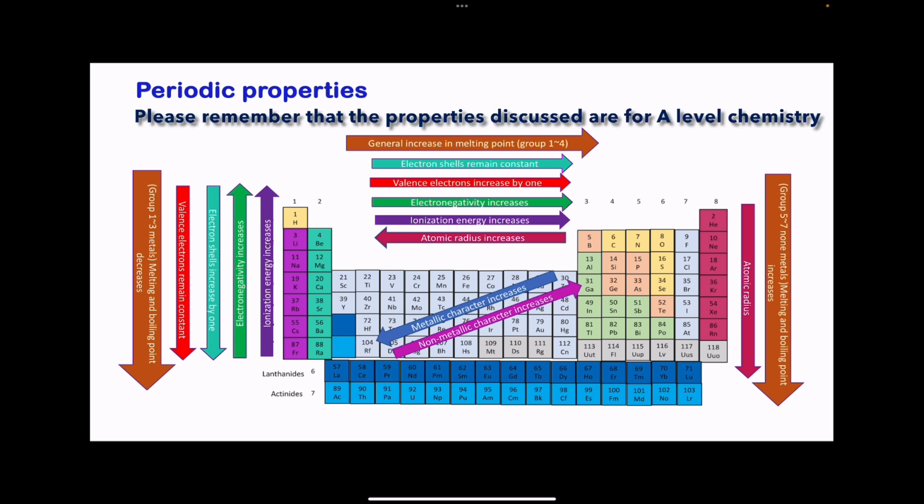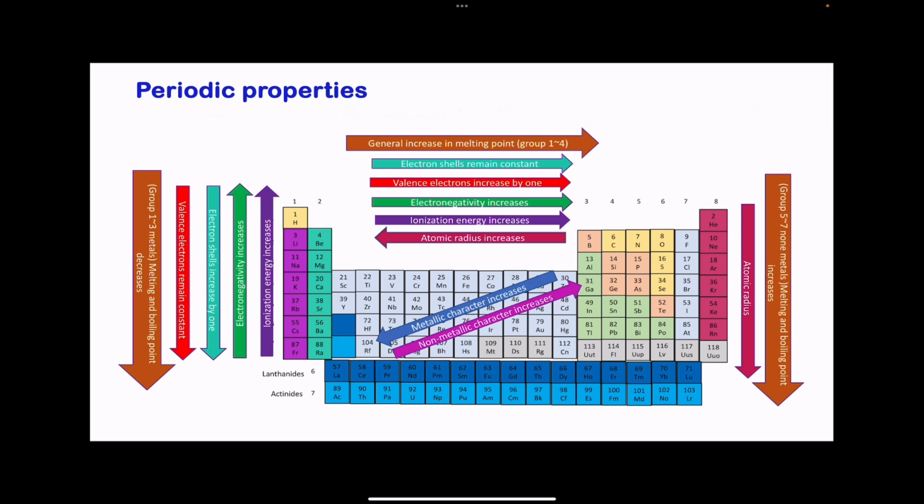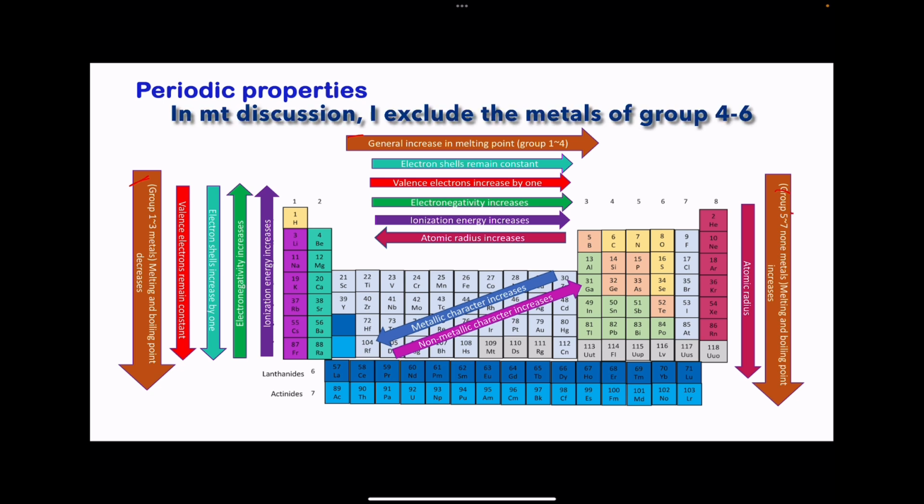So now we go to periodic properties. Here I'm going to talk about the different properties independently. Let's begin with the melting points, which are given this color here. The melting points of group 1 to 3, these are metals, including the boiling points, are going to decrease as we go down the group. But if we go to group 5 to group 7, these are nonmetals, so their melting points are going to increase as we go down the group.